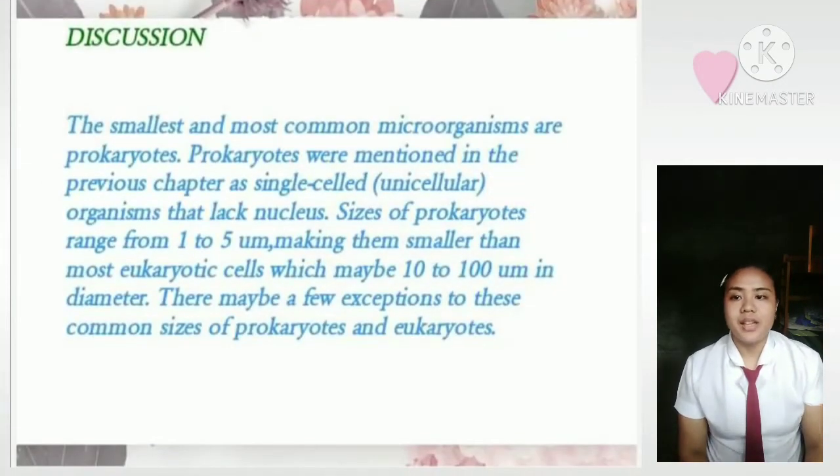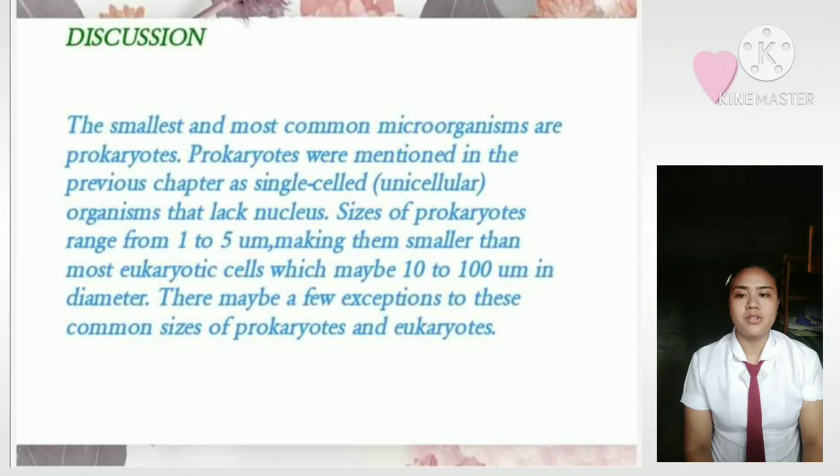Discussion. The smallest and most common microorganisms are prokaryotes. Prokaryotes were mentioned in the previous chapter: single-cell, unicellular organisms that lack a nucleus. Size of prokaryotes ranges from 1 to 5 micrometers, making them smaller than most eukaryote cells, which may be 10 to 100 micrometers in diameter. There may be a few exceptions to this common size of prokaryotes and eukaryotes.